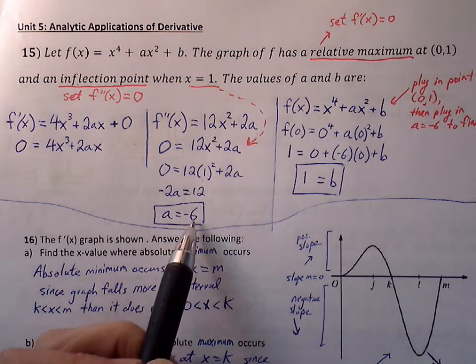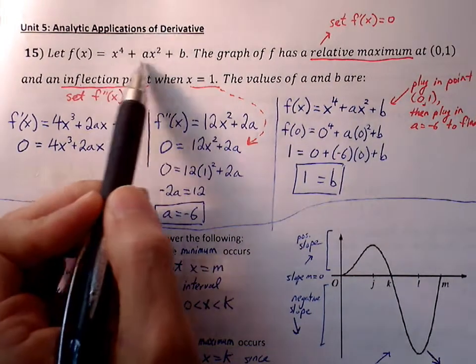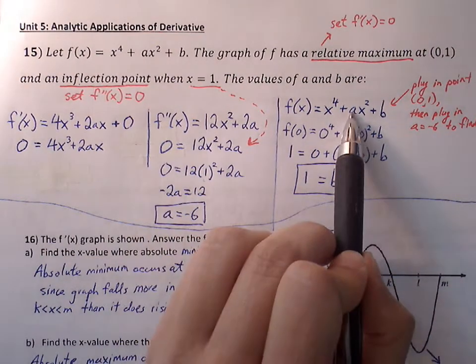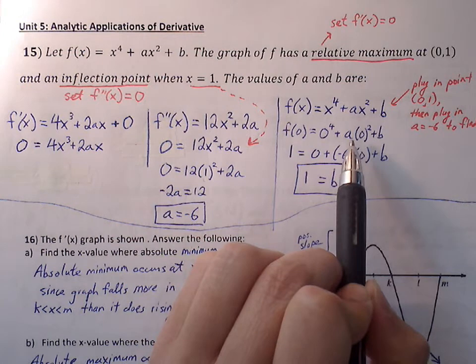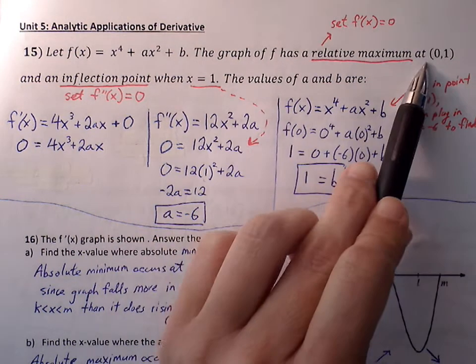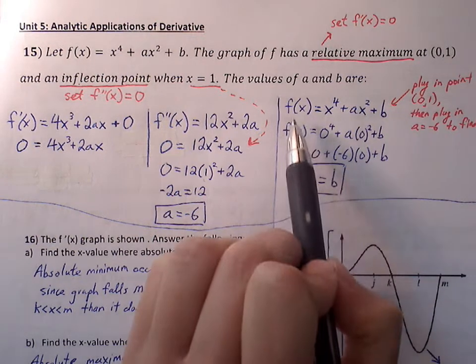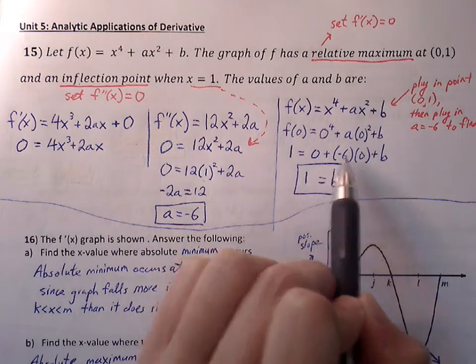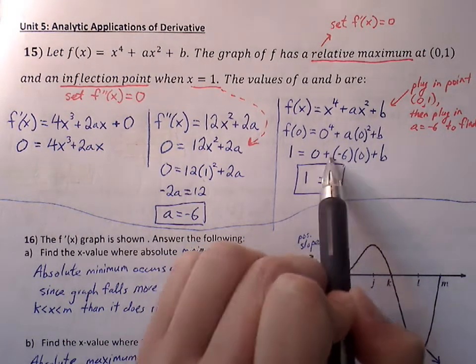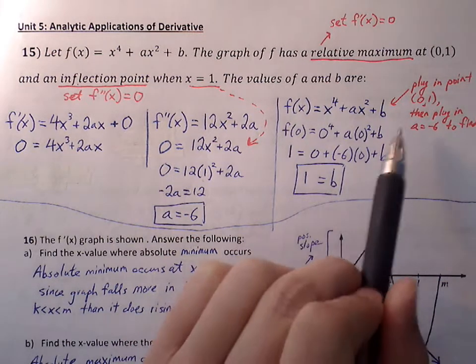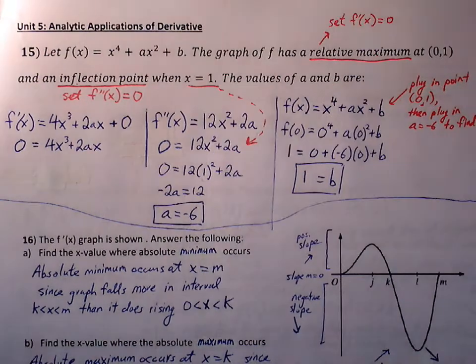So now let's use this and update our original equation. So a gets replaced with negative 6. Okay. Replace x with 0 and y with 1. And then we can solve for b. So this wipes out everything except for b is equal to 1. A equals negative 6, b equals 1. So we have our two values.